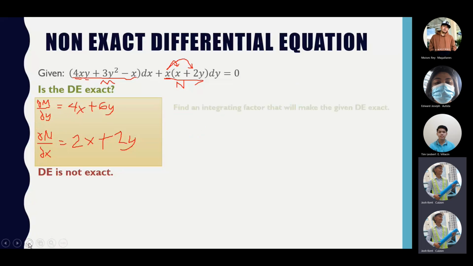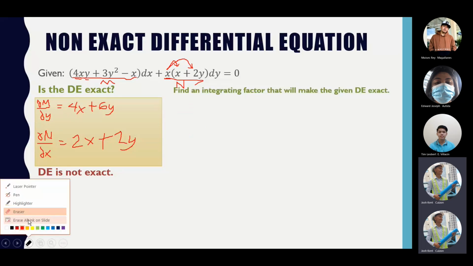We find an integrating factor that will make the given DE exact. And how do we do that? If someone asks how we know, given the DE, how to get the integrating factor, will it be phi of x, phi of y, or phi of xy? The answer is we do trial and error.